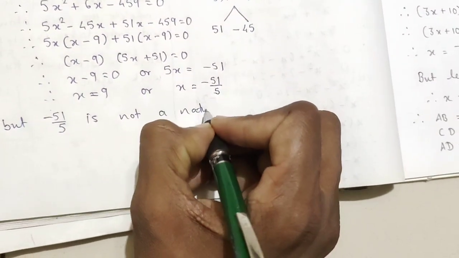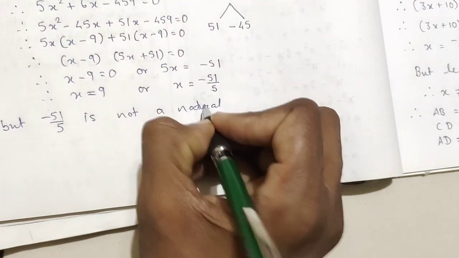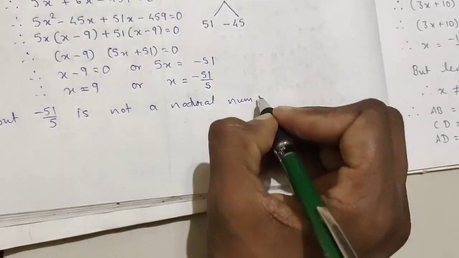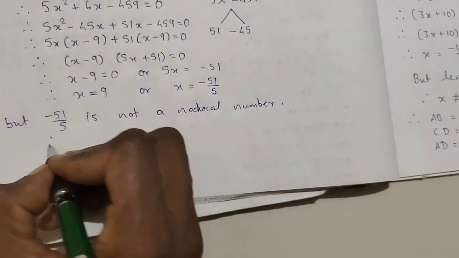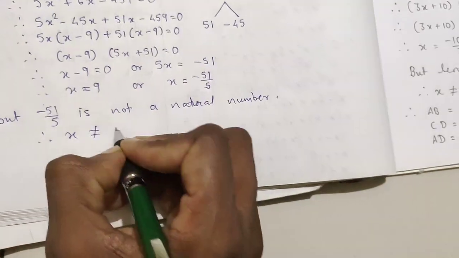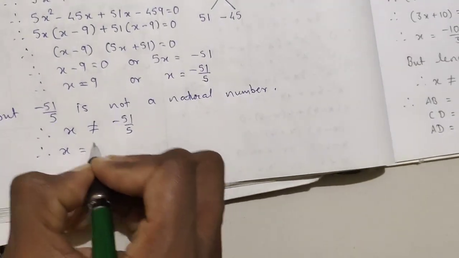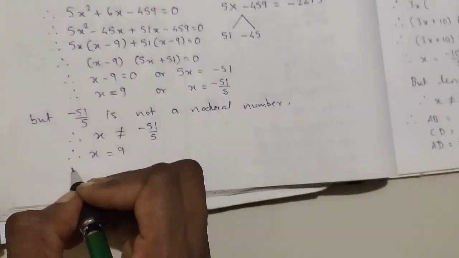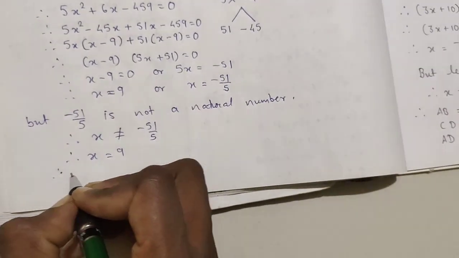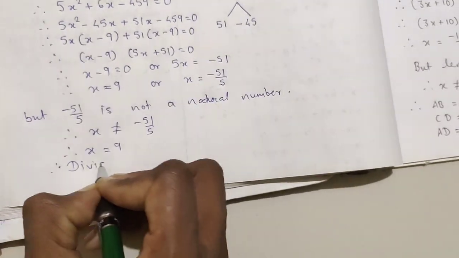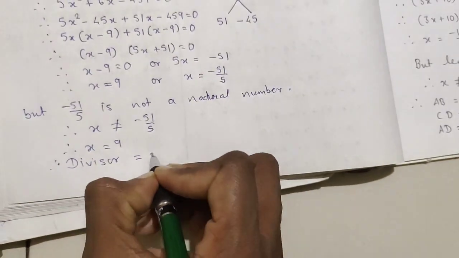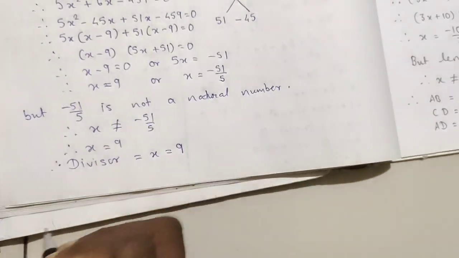Is not a natural number. So since it is not a natural number, therefore we are going to neglect this. Okay, so what is our x? 9. Now what is being asked in the question? Quotient and divisor. So first we are going to write divisor, that is your x, and we got x equals 9.